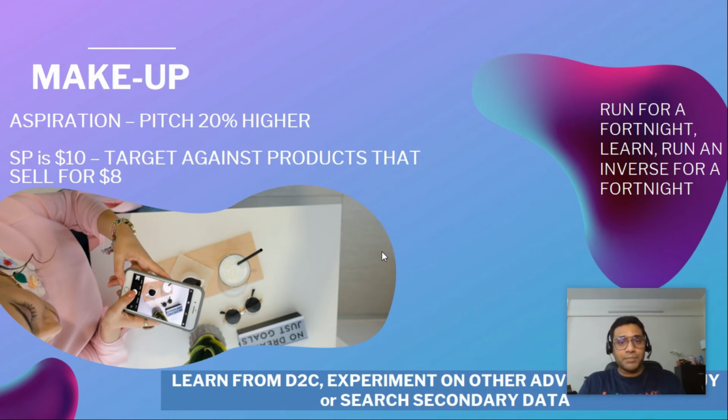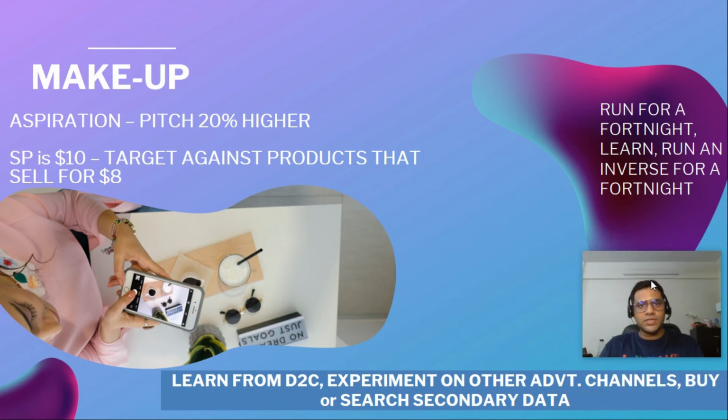Don't run both campaigns simultaneously. Run one particular campaign and then try the flip side of it. So let's say if you're selling t-shirts for $10, you've targeted products valued around $8. Try experimenting with $12 the next week, compare the two, and learn from it. If you have a D2C presence or social ads or search engine ads running, try to apply this concept and see what you gauge from it.